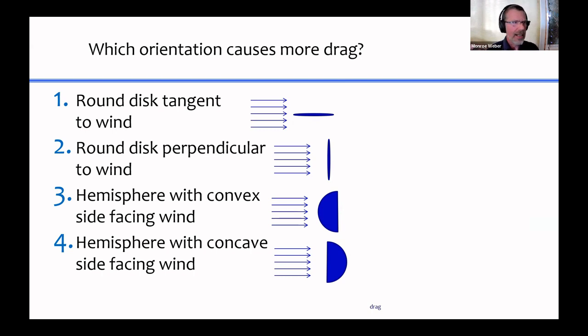Should there be an equation, or how can you look at this and just know which one is going to have the most drag? So let's talk about that. I'm arguing that number 4 is the worst case scenario. And let's see why.